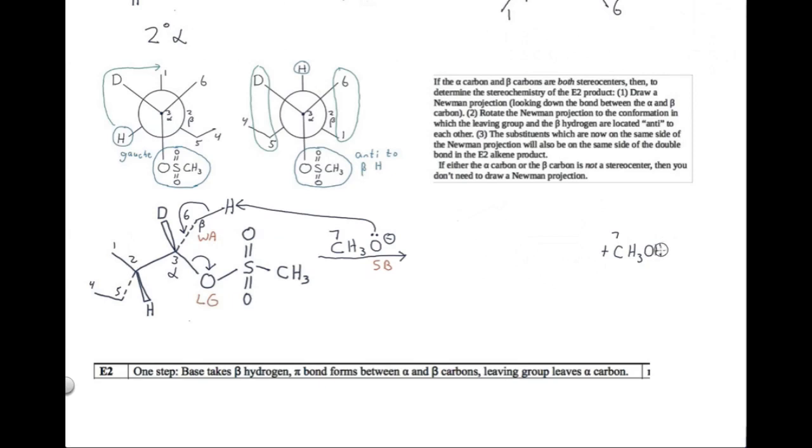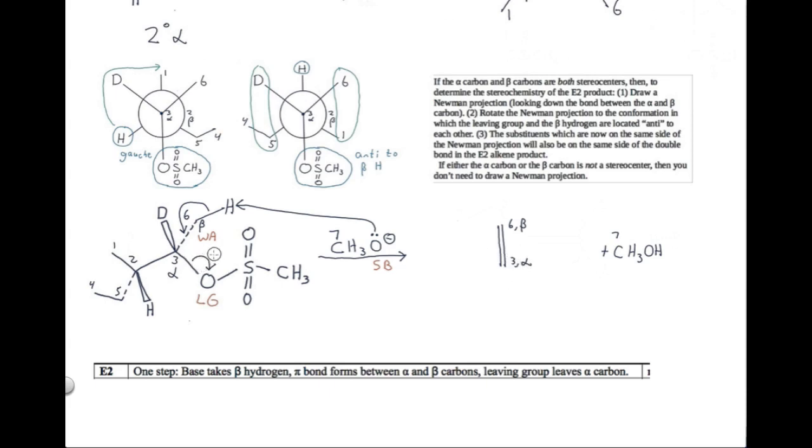Here's the oxygen bonded to the hydrogen. The oxygen started negative and lost electrons, so it ends neutral. This arrow tells us to break the bond between this hydrogen and carbon 6 and form a pi bond between carbon 3 and carbon 6. So here I've drawn that new pi bond between carbon 6 and carbon 3, between the alpha and beta carbons.